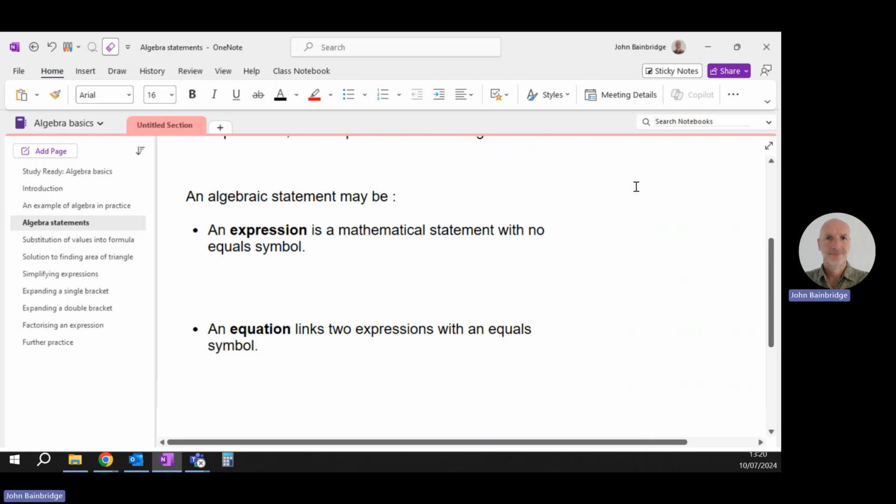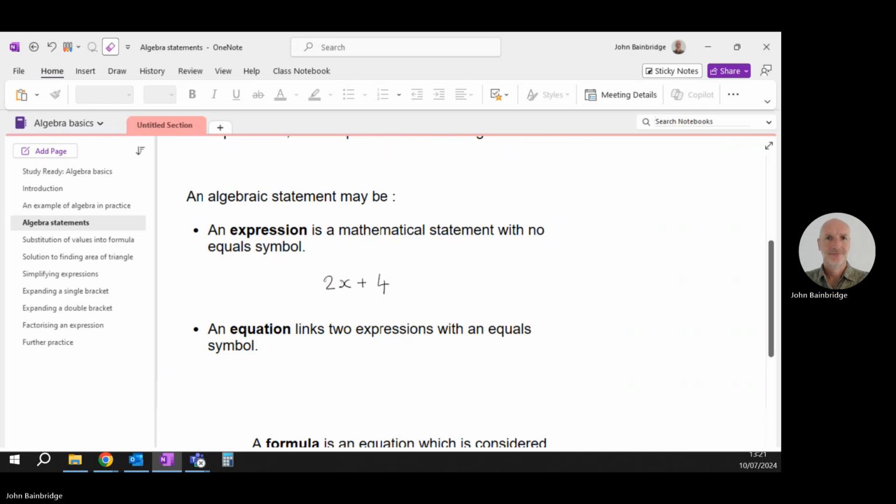What do I mean by an algebraic statement? I'm going to divide it up into three different types. The first one is what we call an expression. An expression doesn't have any equal sign. So if I wrote 2x plus 4, that's an algebraic expression. I can't solve it, there's no equals there. If I put an equal sign in and say maybe I make this equal to 10, this now becomes an equation, and in this particular case I would be able to solve it. In other words, I could find a particular value for the variable x.